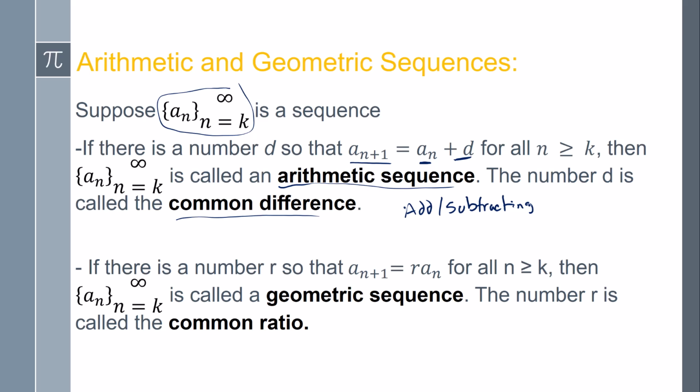If we look at this next sequence, if there is a number r being multiplied by that initial value every time, we call that a geometric sequence, and that number r is called the common ratio. So we are multiplying. You could think of it as dividing by 2, but the idea is that you're multiplying by a fraction. So multiplying by 1/2 is the same as dividing by 2, right?